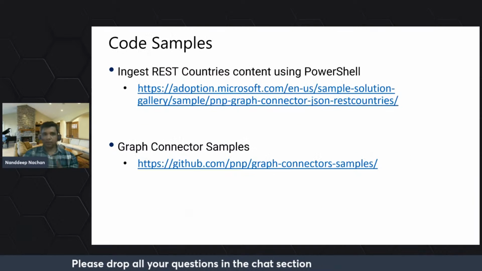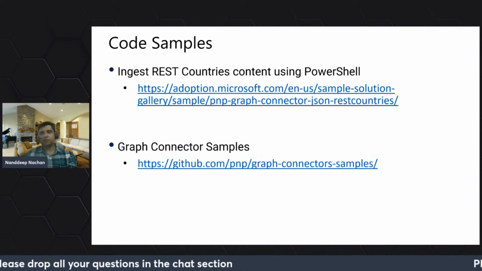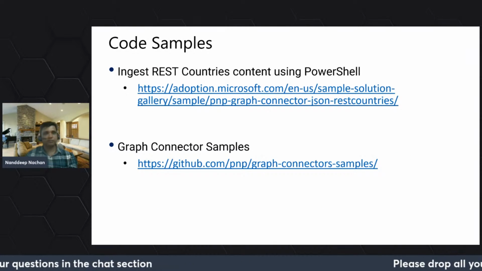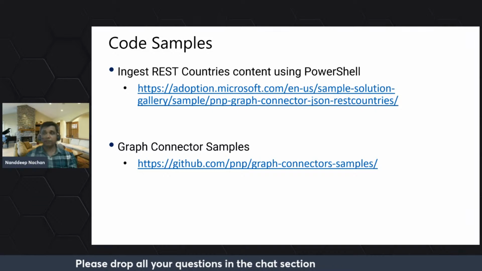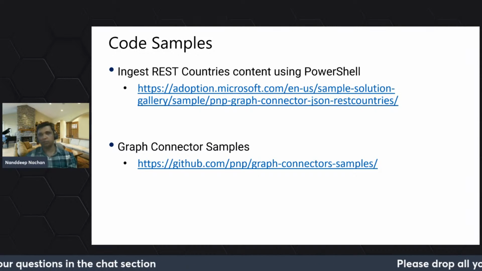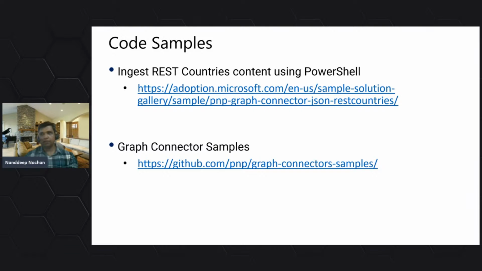And regarding the code samples, if you are interested to see the code sample that we just showed you, the code sample is available at this URL. Again, there are very cool, nice graph connector samples available from the various PnP contributors across the globe. So go ahead and explore them as well.